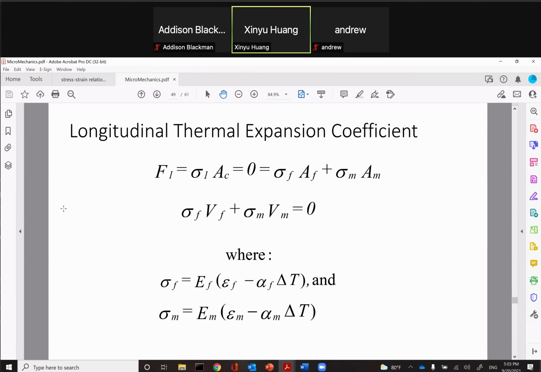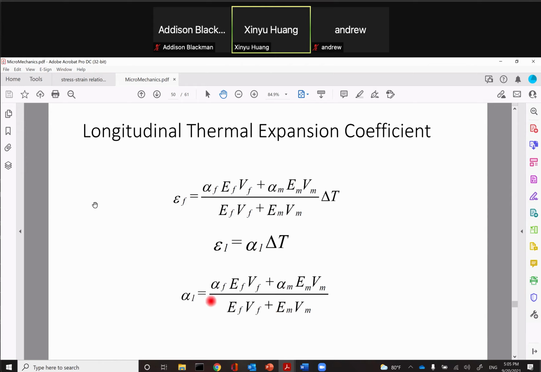What is the composite strain when you have a delta T? Okay. So this is the final equation. You basically have fiber property, matrix property, volume fraction of fiber, volume fraction of matrix, all combined together. And this is a parameter that you can predict pretty accurately. This is comparable to a stiffness prediction. This is one of the easy predictions. Okay.